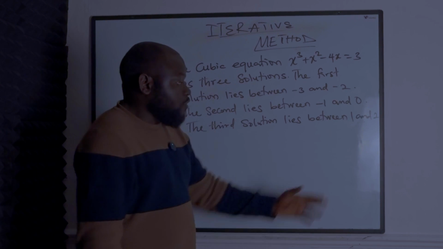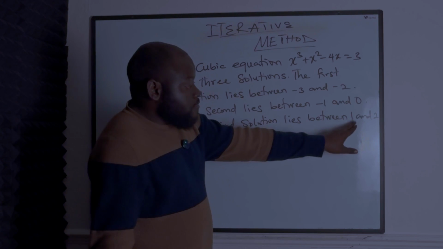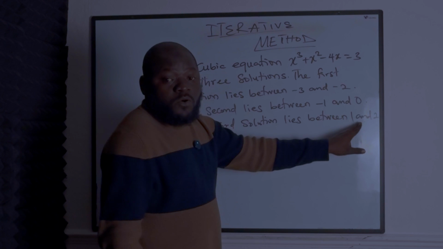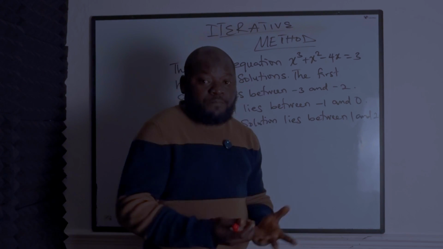The same thing goes to the third one, which lies between 1 and 2. That means the value must not be 1 and it must not be 2. So it has to be greater than 1 and less than 2. That is it. So that helps you to make a proper guess.